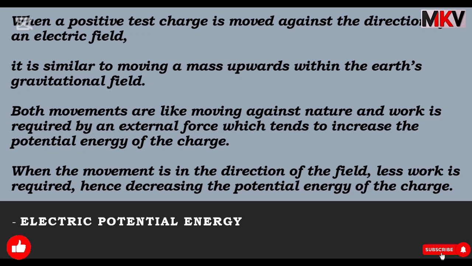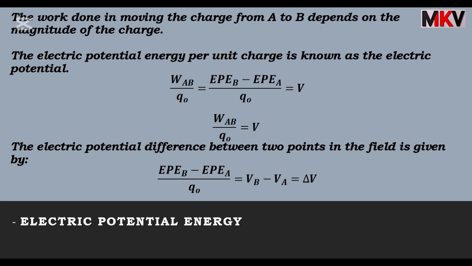So when the movement is in the direction of the field, less energy is required, hence decreasing the potential energy of the charge. So if we are moving the charge in the direction of the electric field, less work is required. And if we are moving a mass in the direction of the gravitational field, less work is required. Therefore, the potential energy for this scenario will be less compared to moving against the direction of the field. Now, work done in moving the charge from point A to point B depends on the magnitude of the charge.